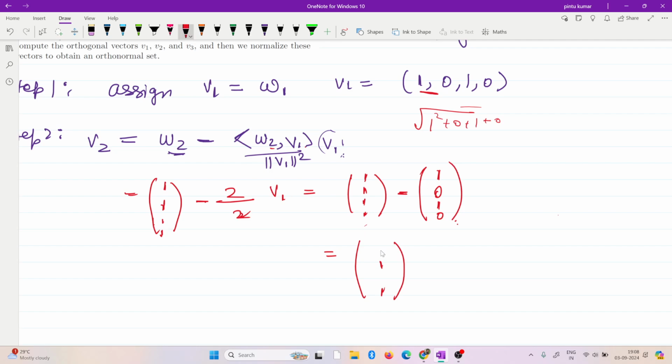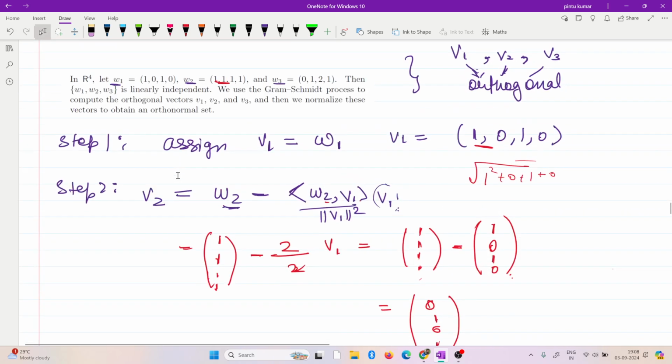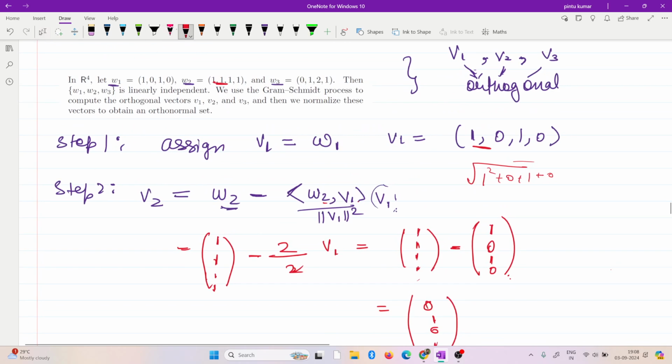Okay, I'll repeat whatever I have done because there was some confusion here. So what you do is you assign your V1 as W1, and then for your V2, you subtract the projection of W2 in the direction of V1 from W2. So W2 minus W2 inner product with V1, divided by V1 norm square, times V1.